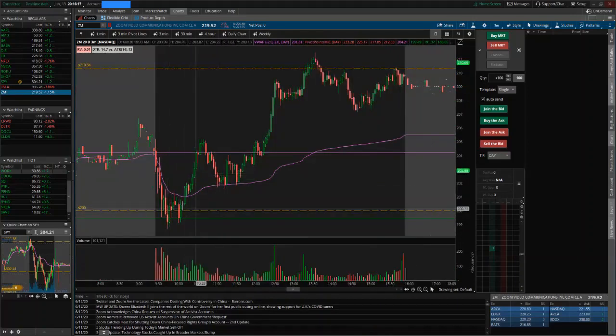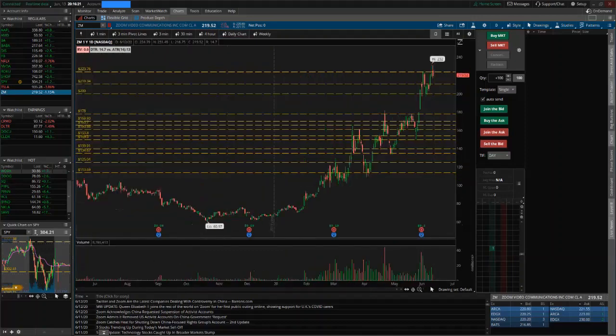There's your 200 psychological level. We can look at that on the daily. Here's 200. It's also support. I'll annotate that a little better so you can see. So price came up, came back down, and bounced. So there's your support, the 200 psychological level. And let's go back to intraday.